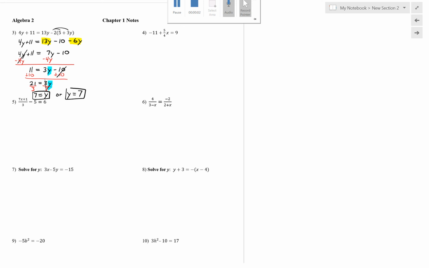Hey everybody, welcome back. This is part 2 of the 1.1 solving equation notes for Algebra 2. We're going to continue with example number 4.